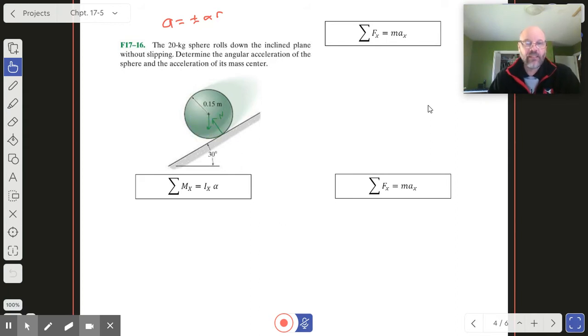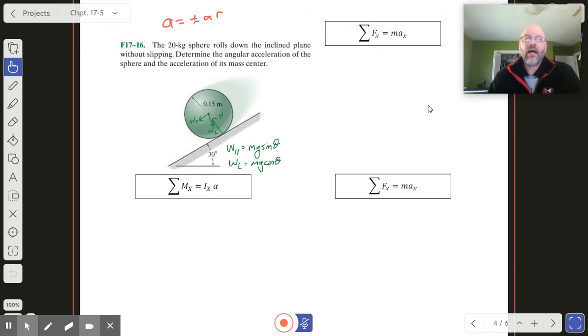All right, but I want to split it into its components. So I don't really want to draw it that way. I'm going to go ahead and have my parallel component and my perpendicular component. And the parallel component is going to be mg sine theta, and the perpendicular component will be mg cosine theta, just like that. All right. Then we've got some friction in here as well.